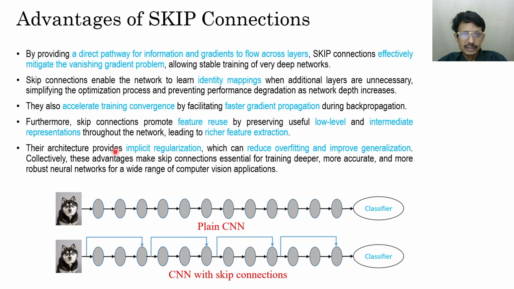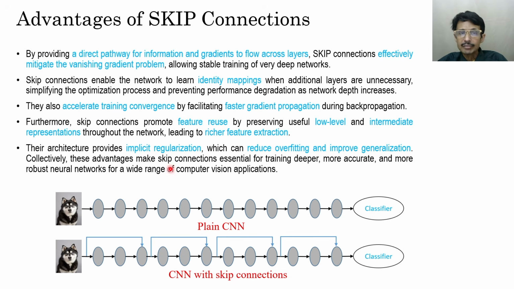The ResNet architecture, in this way, provides implicit regularization. And implicit regularization, why? Because we are not only doing this feature extraction, rather we give some sort of addition here also. So this implicit regularization can reduce overfitting and improve generalization.